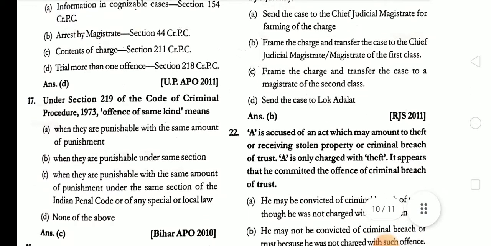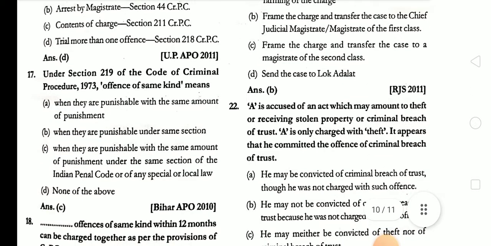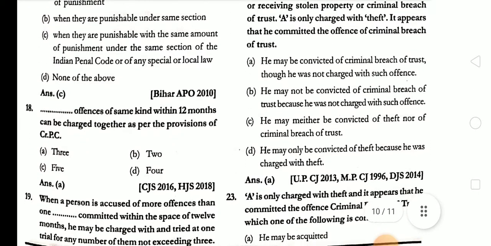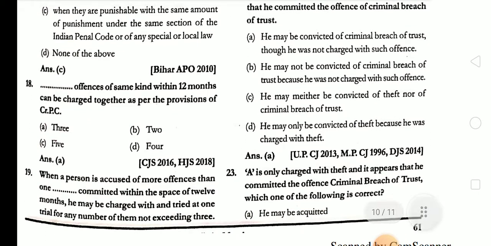Next question, under section 219 of the CRPC, offence of same kind means, answer will be C, when they are punishable with the same amount of punishment under the same section of IPC or any special or local law. Next question, dash offences of the same kind within 12 months can be charged together as per the provision of section 219 of CRPC. Answer will be 3 offences of same kind.